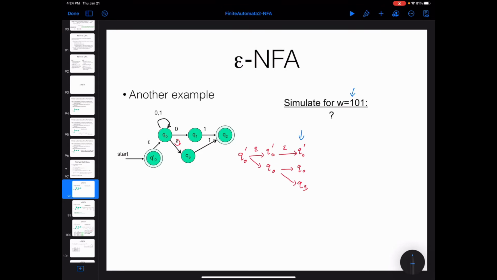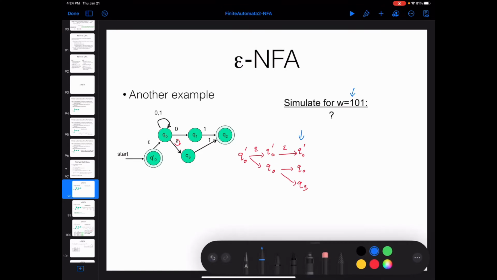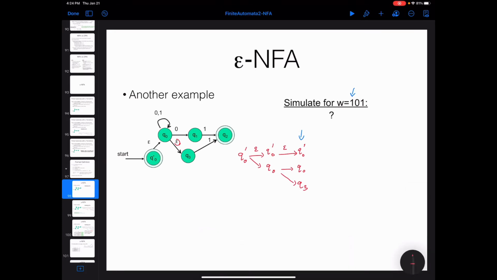This is going to be 1, right? So by reading the 1, Q0 prime doesn't have any transition over 1, right? So this path is going to stop. Q0 has a transition over 1 which stays at Q0. Q3 actually has a transition over 1, so by reading a 1 from Q3 you can go to Q2. Okay, so what should I do now?